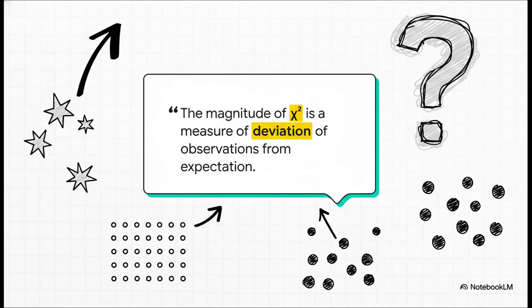I think this quote just says it all perfectly. A really good way to think about your chi-square value is as a deviation score. The bigger that number gets, the more your real-world data has strayed from what you expected. A really big score is a red flag that something more than just random chance is probably going on.